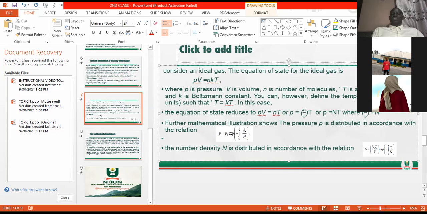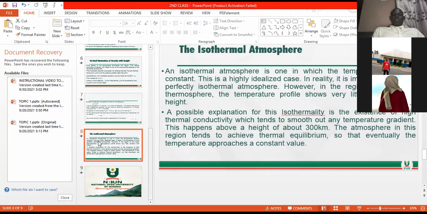Mass over volume, which is replaced by N. So making N into a formula, we now have this relation. But you must first of all refer to this, and this P is this P here. So bringing its value gave us this. Now, an isothermal atmosphere is one in which the temperature remains constant. These are just points that I lifted from your course material.